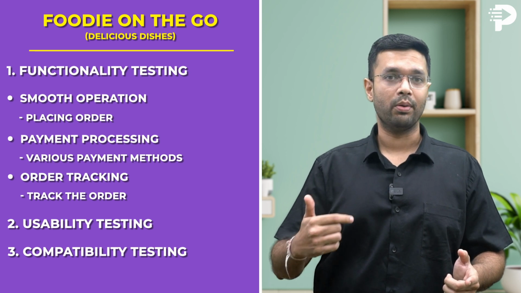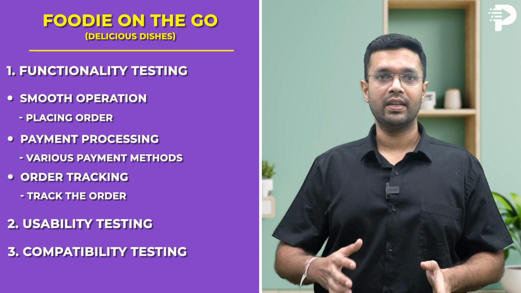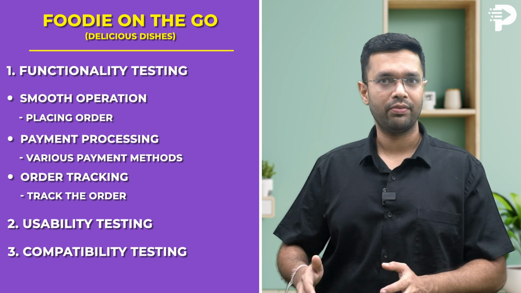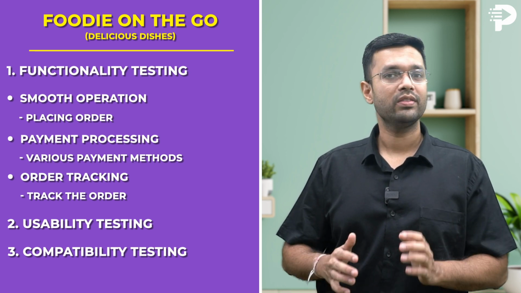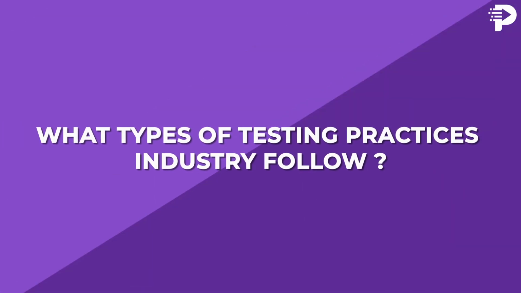And then follows performance testing, wherein the testers would assess app responsiveness under conditions. Does the app load quickly on different internet connections of Wi-Fi, 3G and 4G? How does the app perform during peak hours when the orders might surge? By thoroughly testing Foodie on the Go, testers can identify and fix any bugs before the app launches publicly. This ensures a smooth user experience for customers and helps the business avoid negative reviews or lost sales due to app malfunctioning.